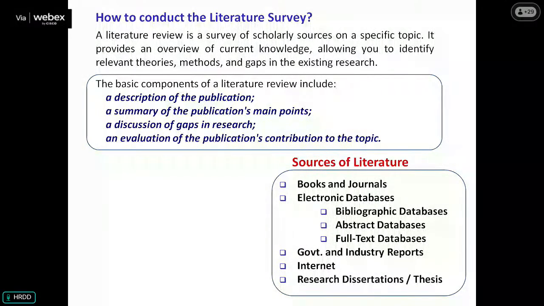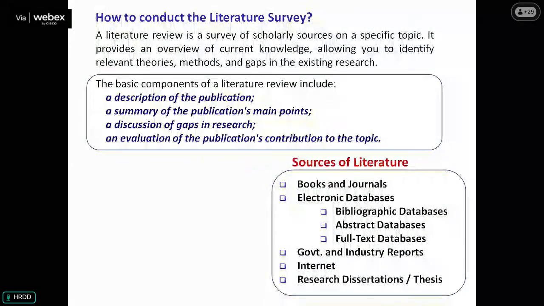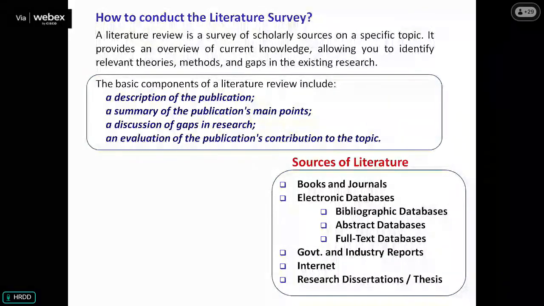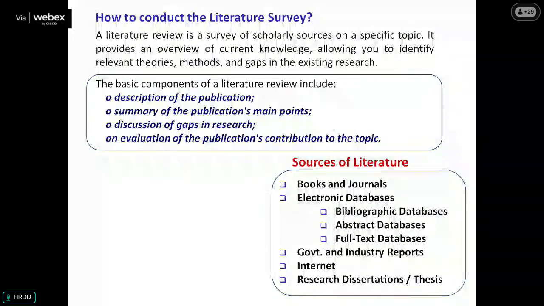The basic components of a literature review include a description of the publication, summary of the publication, main points, discussion of gaps, evaluation of publications, contributions. And these are the sources that we mentioned. So different sources: books, journals, electronic databases, government industry reports, internet, and you can get all these research dissertations and thesis. For HBNI, I told you, in the HBNI website itself I took.